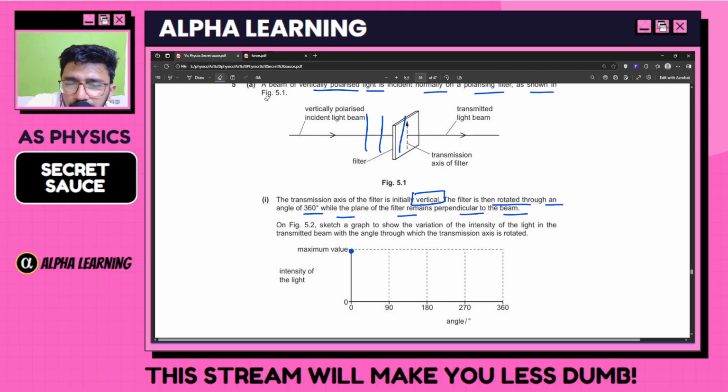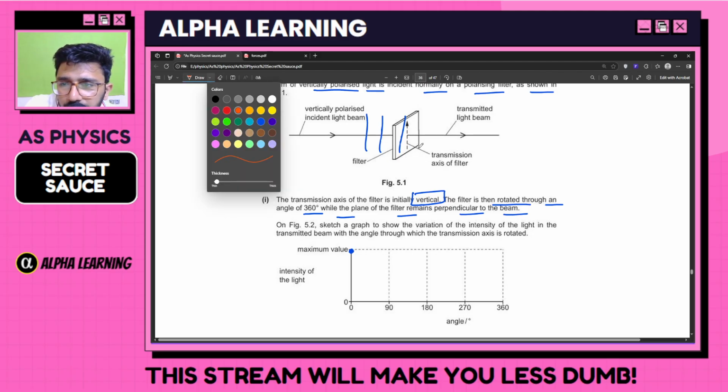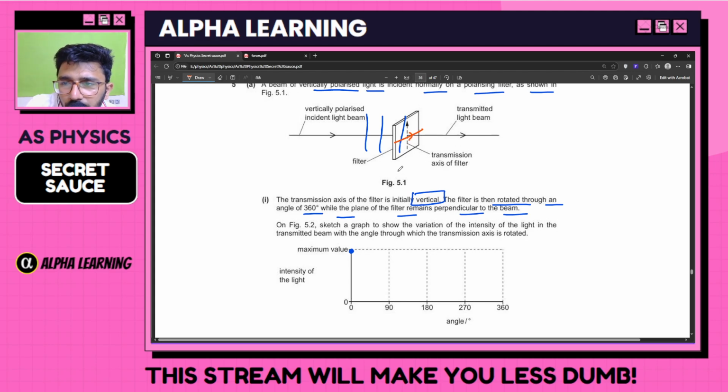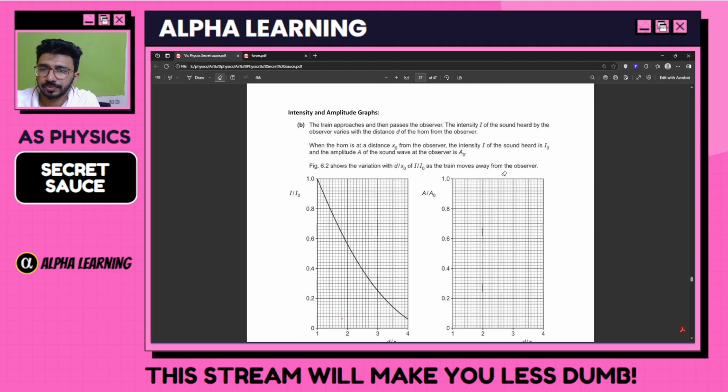However, if you rotate this transmission axis by 90 degrees, make it horizontal, none of the vertical light will pass through. Your intensity drops to 0. Again at 180 you have a maximum, at 270 zero, at 360 you again have a maximum. So you can draw a graph like this. Simple graph, nothing complicated. Let's further move ahead.